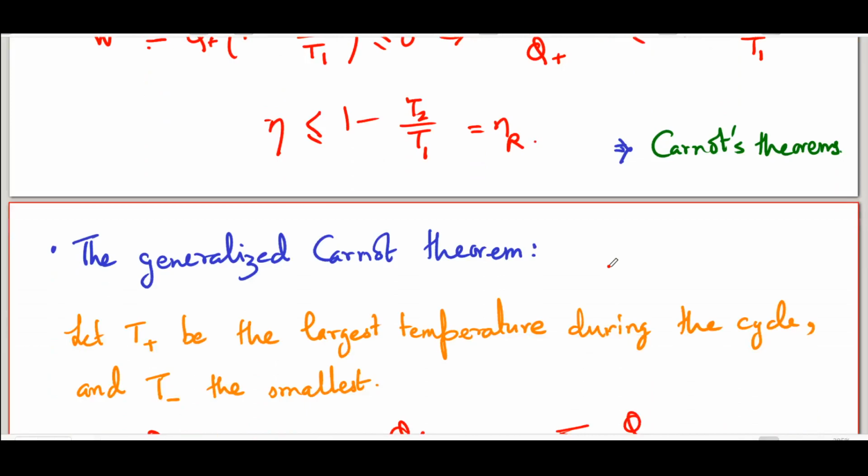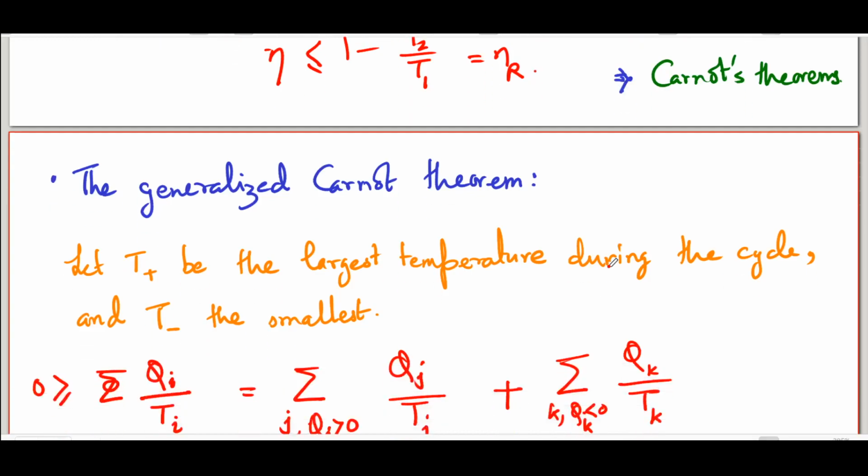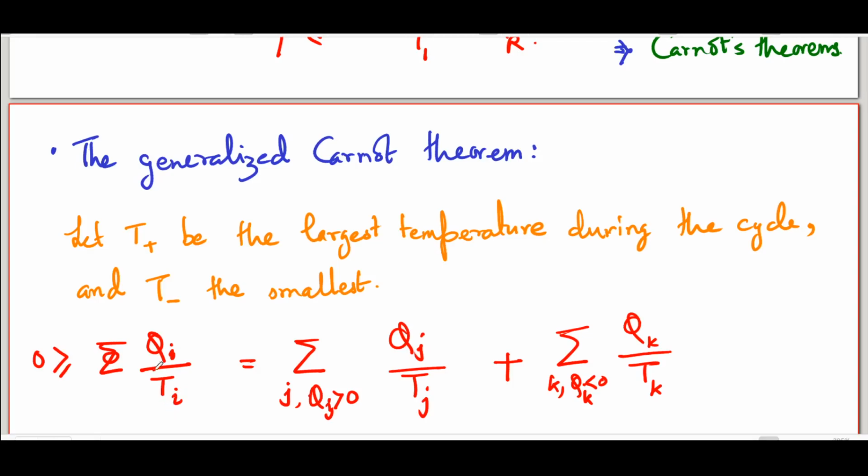In order to prove this, let us denote the largest temperature reached by the substance of the cycle during the whole cycle be T plus. This is the hottest of all the reservoirs available, and let T minus be the smallest of all the temperatures of the reservoirs. Then the Clausius inequality once again tells us that the cyclic sum of Qi by Ti will be less than or equal to 0, and this sum can be split into two pieces. The first part is for all the Qj's which are positive, of Qj by Tj, and another for all the Qk's which are negative, of Qk by Tk. So this is nothing but the sum here written out with the positive and negative pieces separately.